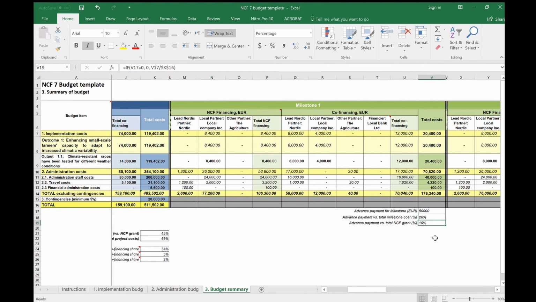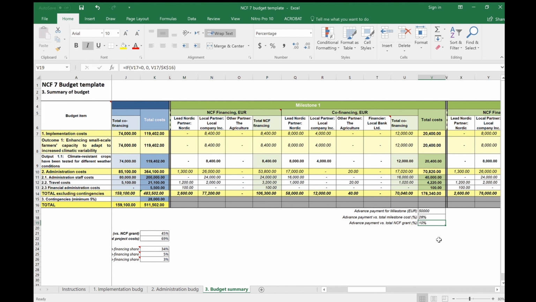When you have marked an advance payment for a milestone, the fields under it will then be automatically calculated. The field Advance Payment versus Total Milestone Cost will show the share of the advance payment compared to the full milestone costs. A general rule is that a maximum of 75% of a milestone's costs can be covered by an advance payment, and therefore you should make sure that the number shown in the field is no larger than 75%.